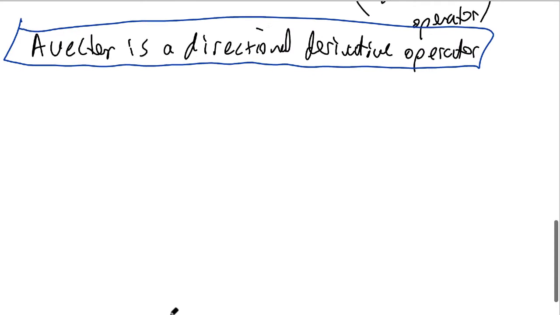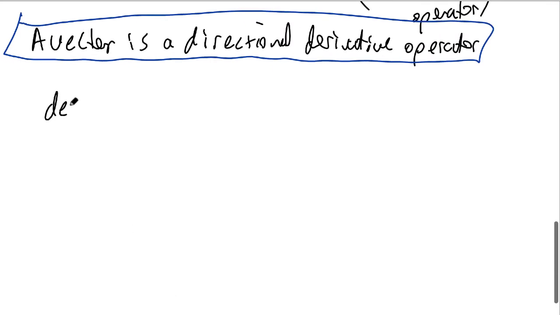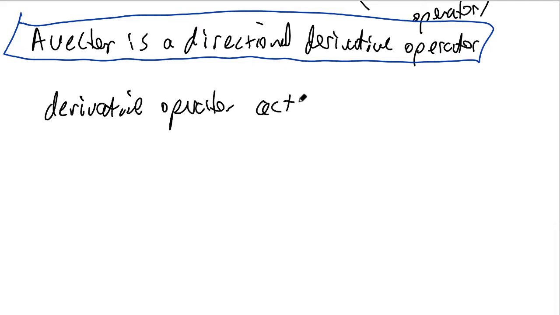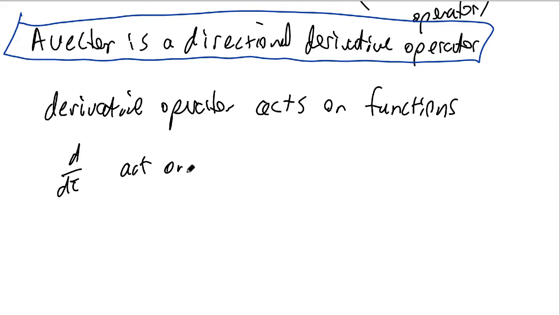So what does a derivative operator do? Well, a derivative operator acts on functions. So let's take our vector, our derivative operator d by d tau, and let it act on a function of space-time. So this would be a function that has a different value at each point in space-time. So it depends on the space-time coordinates x0, x1, x2, and x3.